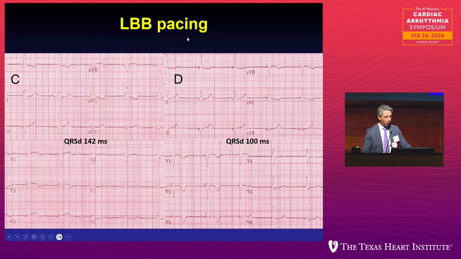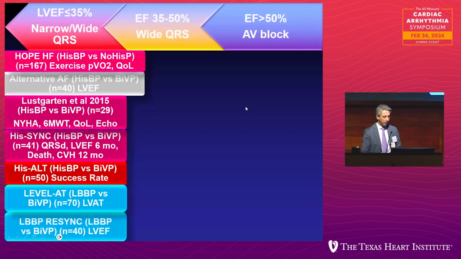Here is an example of left bundle branch pacing, a patient with left bundle branch block at baseline, QRS duration of 142, non-selective left bundle capture with QRS of 100 milliseconds, and significant improvement in ejection fraction and exercise capacity.